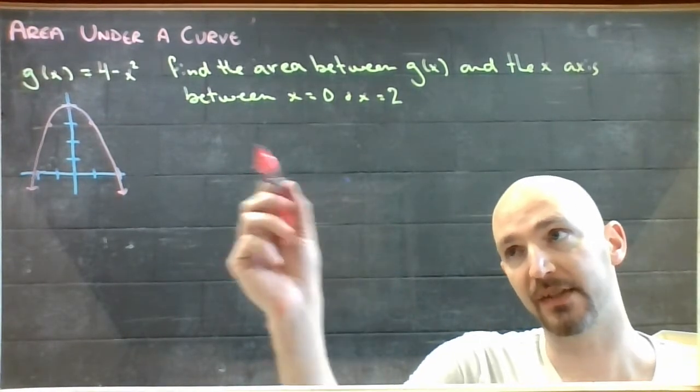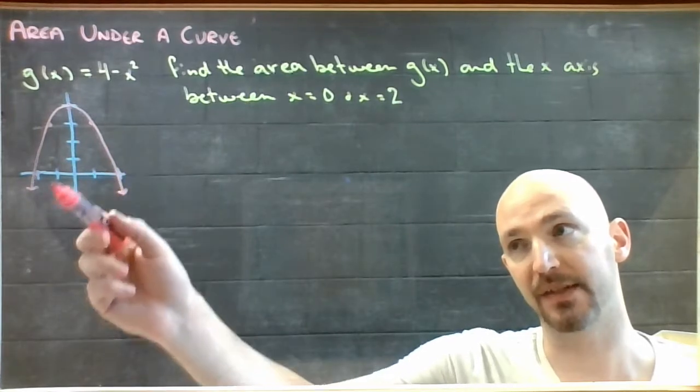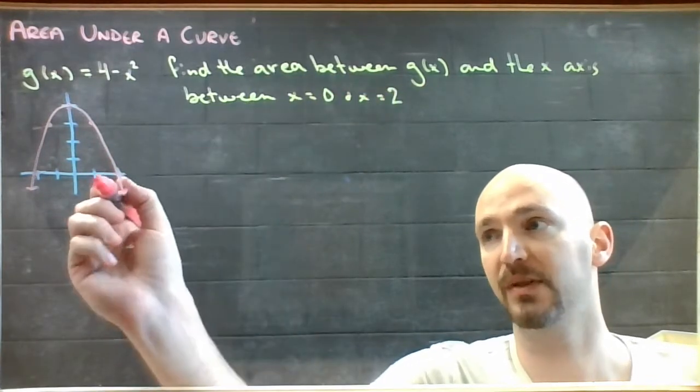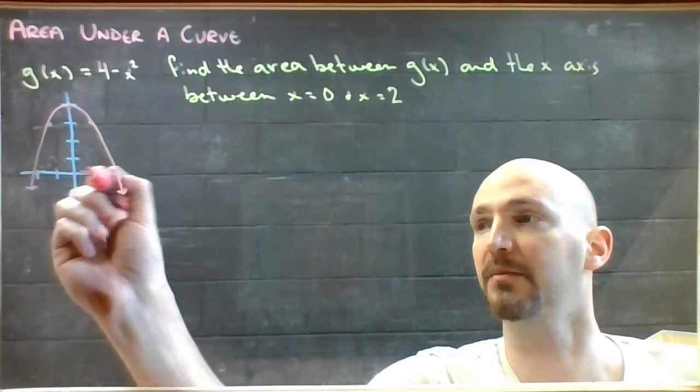So I've been asked to find the area under this curve, under this parabola, between x equals 0 and x equals 2. So I'm after this.